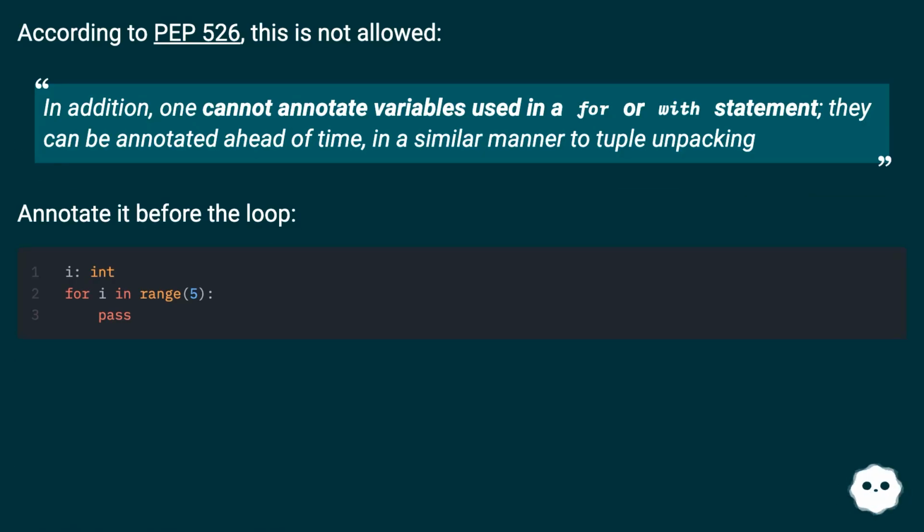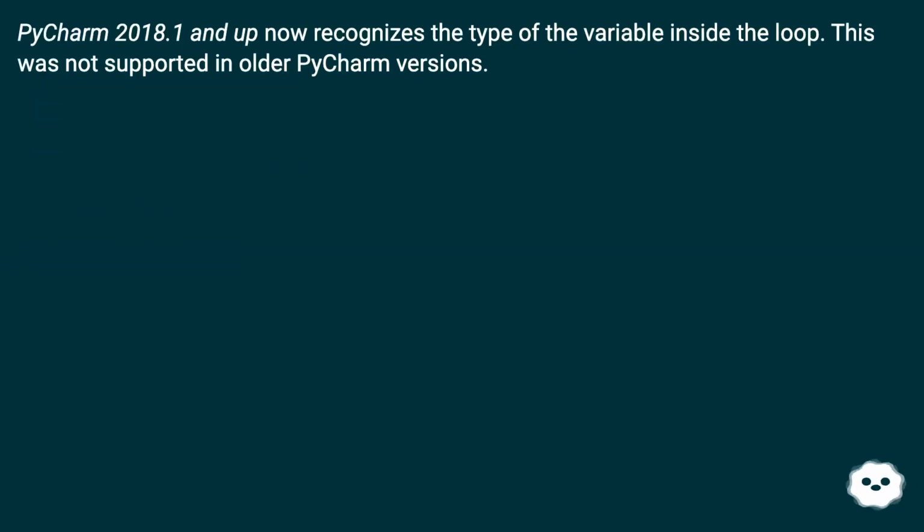According to PEP 526, this is not allowed. In addition, one cannot annotate variables used in a for or with statement. They can be annotated ahead of time, in a similar manner to tuple unpacking. Annotate it before the loop. PyCharm 2018.1 and up now recognizes the type of the variable inside the loop. This was not supported in older PyCharm versions.